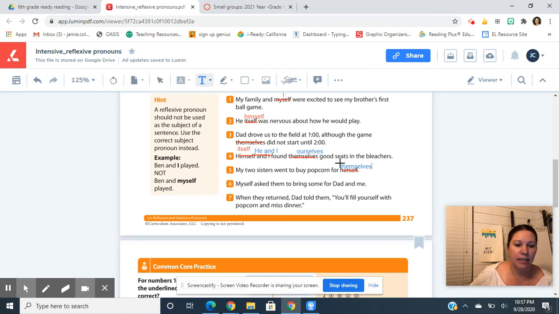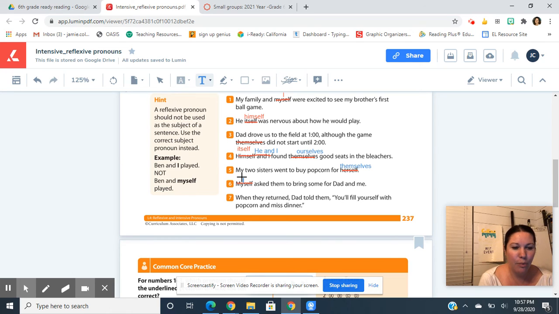All right, number 6. Myself asked them to bring some for Dad and me. Oh goodness, sometimes these just sound so funny to me when they don't sound right. So myself asked them to bring some for Dad and me. So definitely we're going to cross off myself here. Okay, what pronoun should we use instead of myself? We would use I. I asked them to bring some for Dad and me. So absolutely that sounds a lot better.